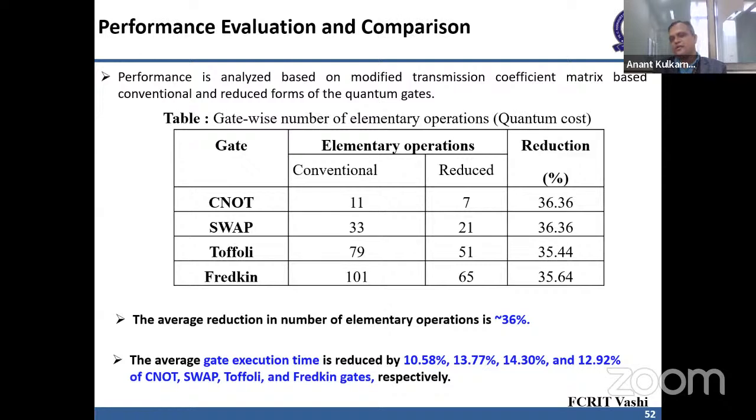So there is a considerable reduction of 36.36%. Similar thing we obtained for the swap gate. We reduce the number of operations from 32 to 21, for Toffoli 79 to 51, and Fredkin 101 to 65.